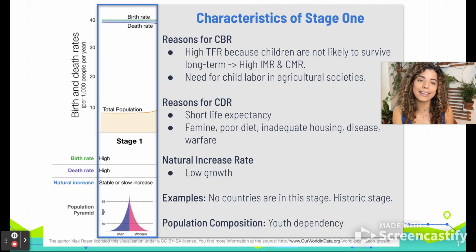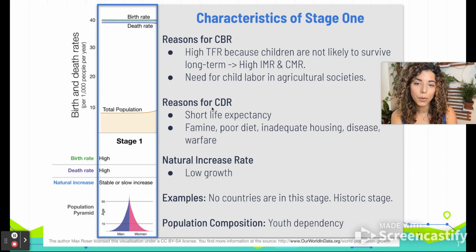Infant mortality rate, again, is death within 1 year of birth. Child mortality rate is within 5 years of birth, between age 1 to 5. So there was a high birth rate because of the need for child labor in agricultural societies. Today, we don't really see places in stage 1. There might be some very isolated places at the moment.